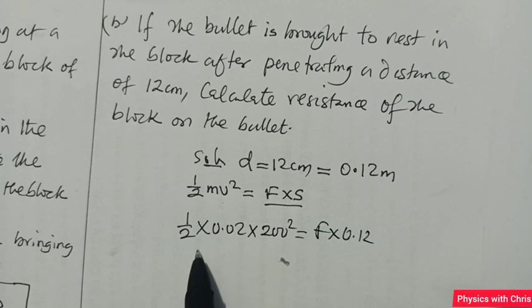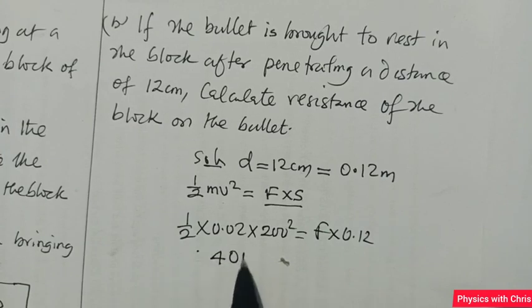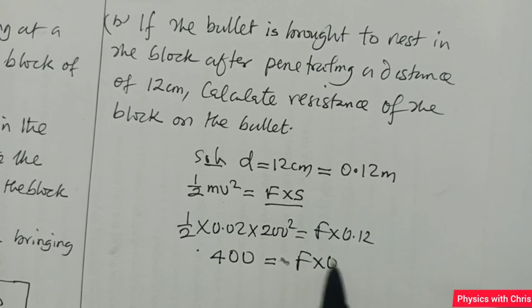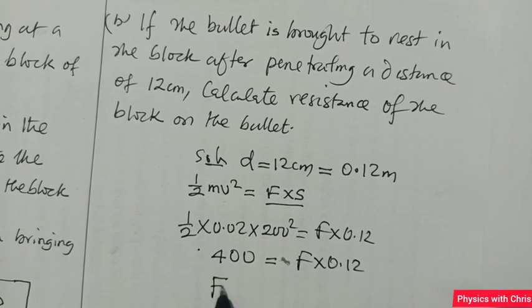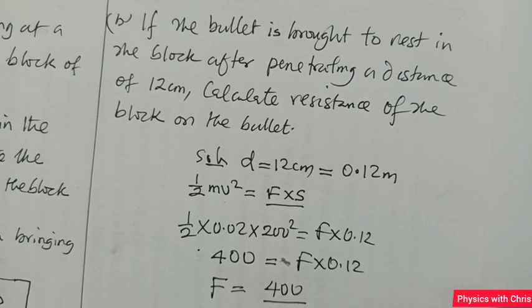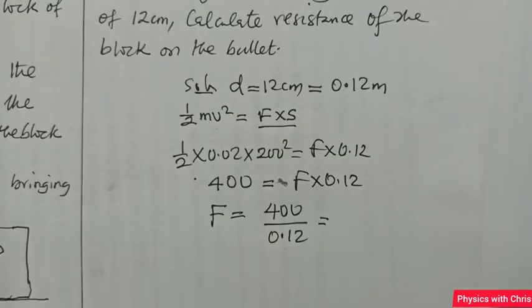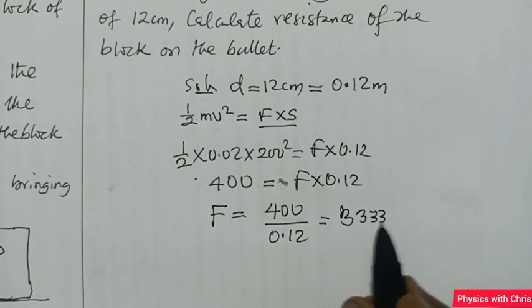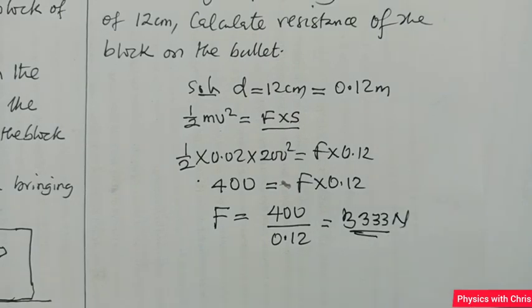So I have here half times 0.02 times 200 squared is equal to force times distance 0.12. So this gives me, of course, I got this before as 400, is equal to F times 0.12. So the average resistive force is 400 divided by 0.12. If you have your calculator, you can quickly punch. So that gives you 3,333 newtons to the nearest whole number.